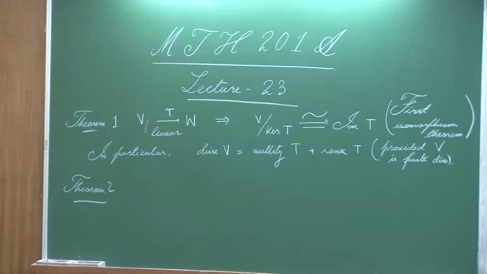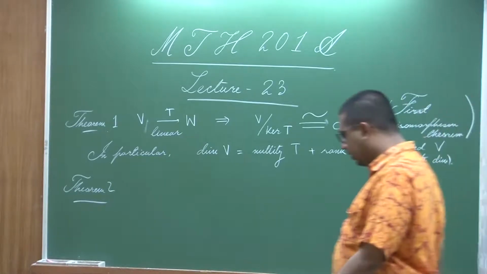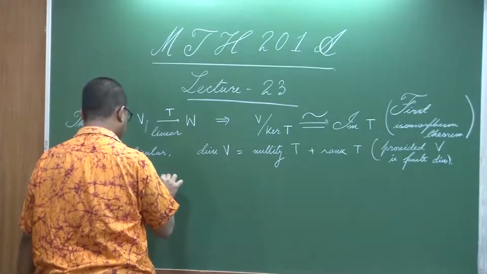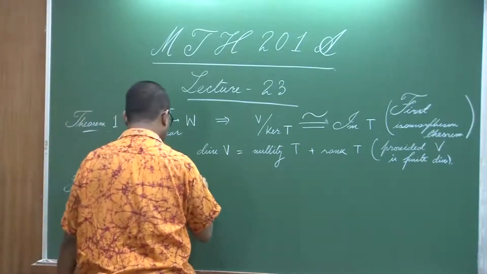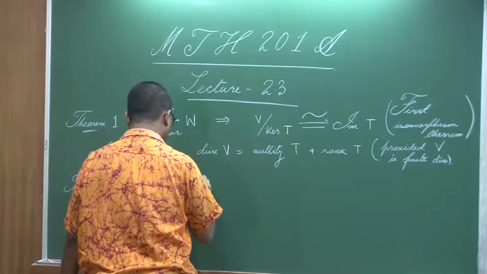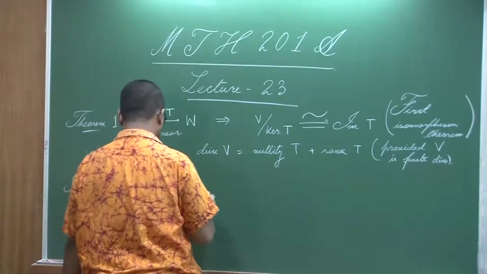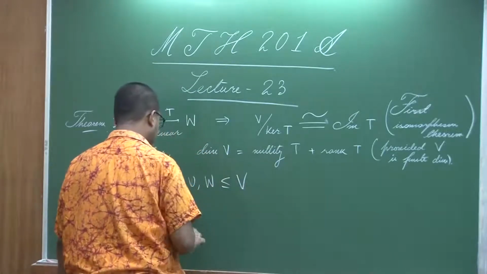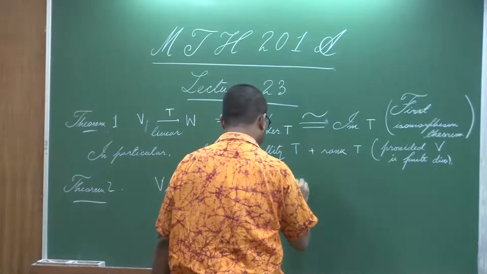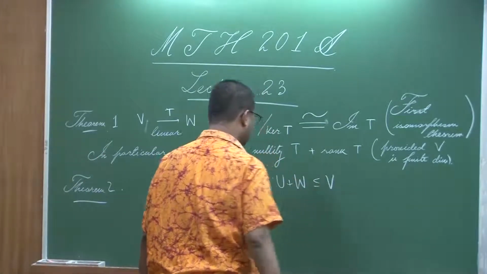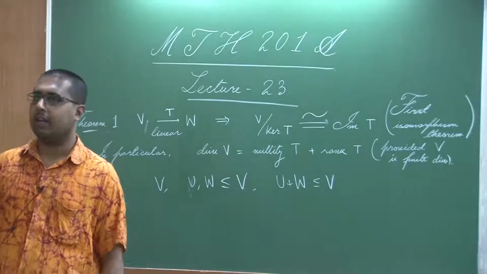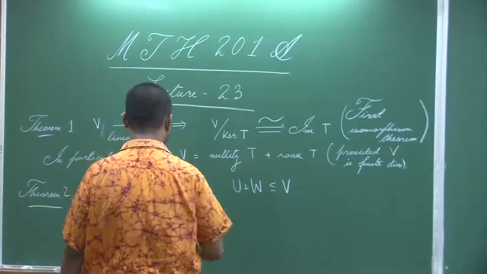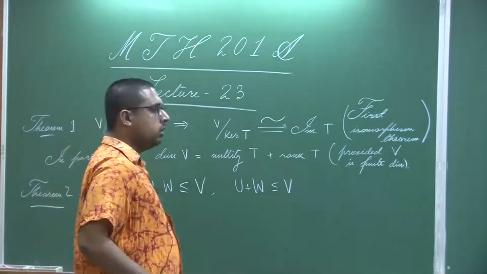What is the situation? The situation is very simple. Again we start with a vector space V, and let us say U and W are subspaces of V. We can then talk about U plus W, which is also a subspace of V. So, this vector space has both U and W as subspaces. So, it makes sense to talk about the following.